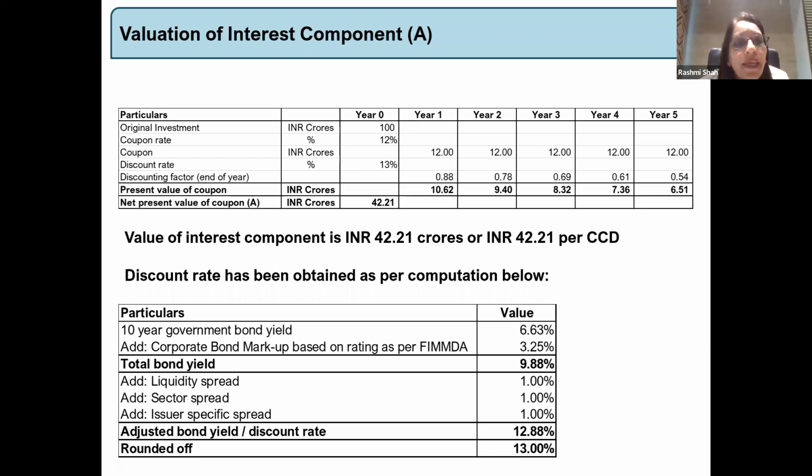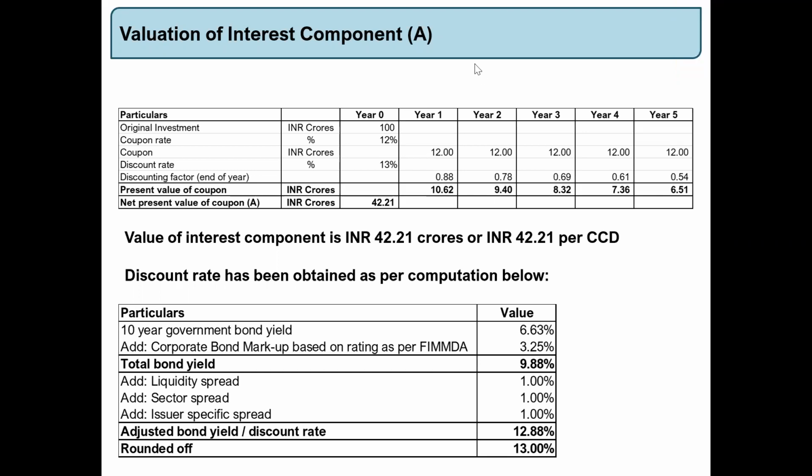We can then make certain specific adjustments pertaining to the liquidity spread, sector spread, and issuer specific spread to arrive at a risk adjusted discount rate, which can then be applied to determine the present value of the interest component. So this part is important. Anybody wants to say anything?